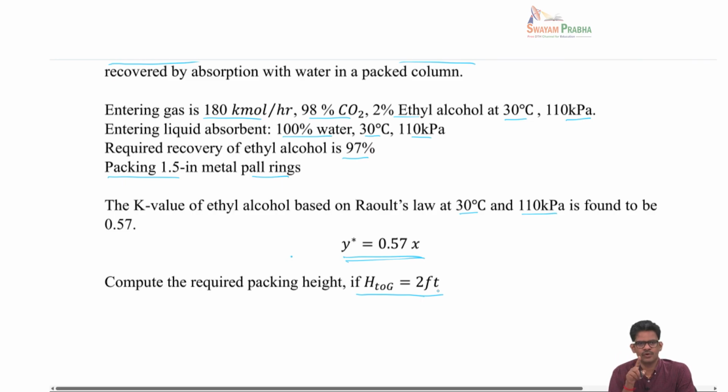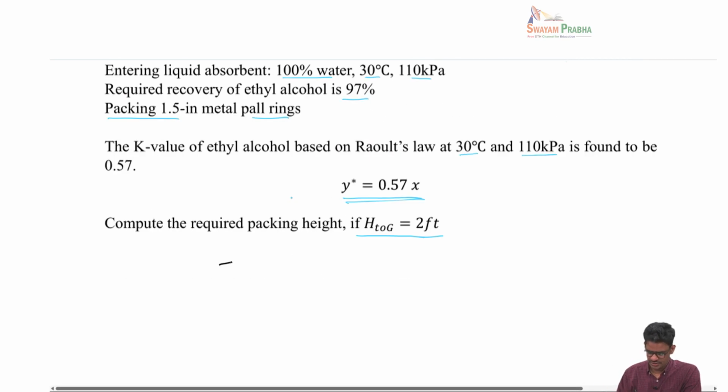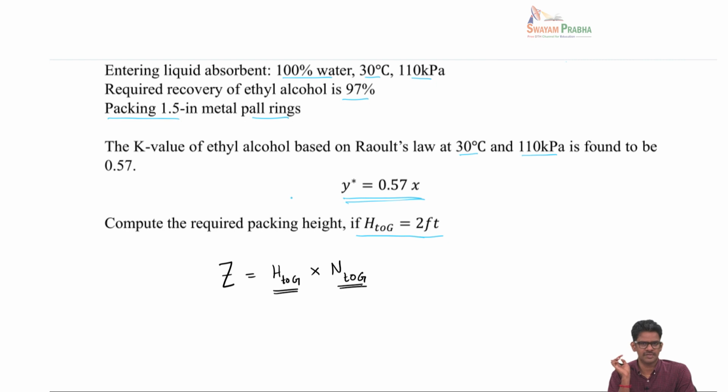I already said if you want to calculate the height of the packing, you need to calculate the height of a transfer unit and number of transfer units, NTU and HTU. HTU in this problem is already given, which means mass transfer coefficient, interfacial area, all that is already calculated for you. Okay, so all you need to calculate is the height of the column. So the height of the column Z is given by HTOG times NTOG. So this is given, 2 feet. And if you can calculate the number of transfer units NTOG, then we know the height of the column or height of the packing.